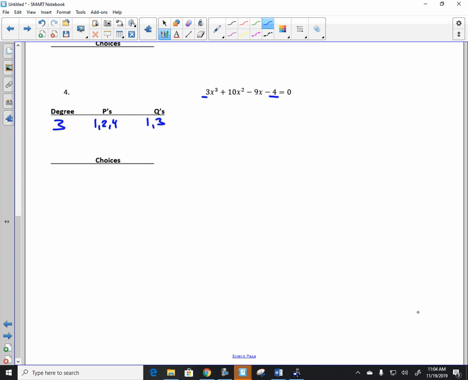So 1 divided by 1 is 1. And 2 divided by 1 is 2. And 4 divided by 1 is 4. And I write it as plus or minus. It could either be the positives or the negatives. Then I switch to dividing by 3, and I get plus or minus 1/3, plus or minus 2/3, and plus or minus 4/3.